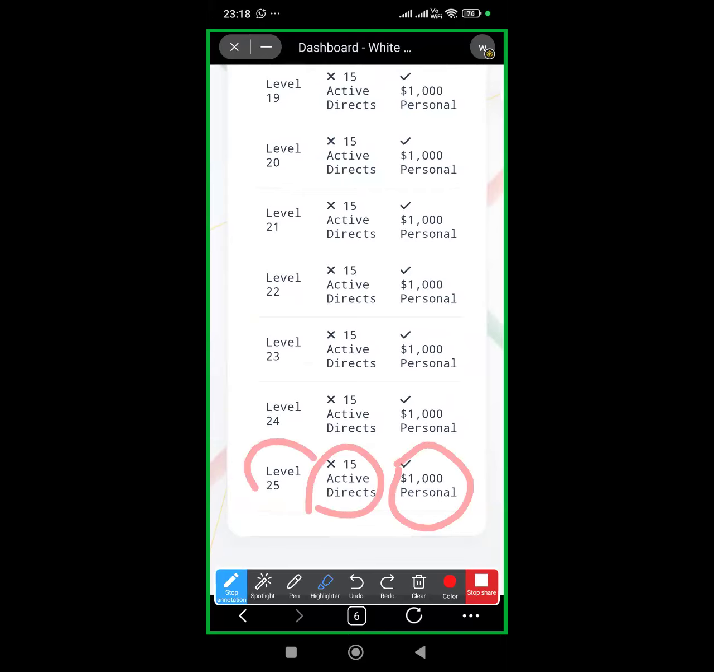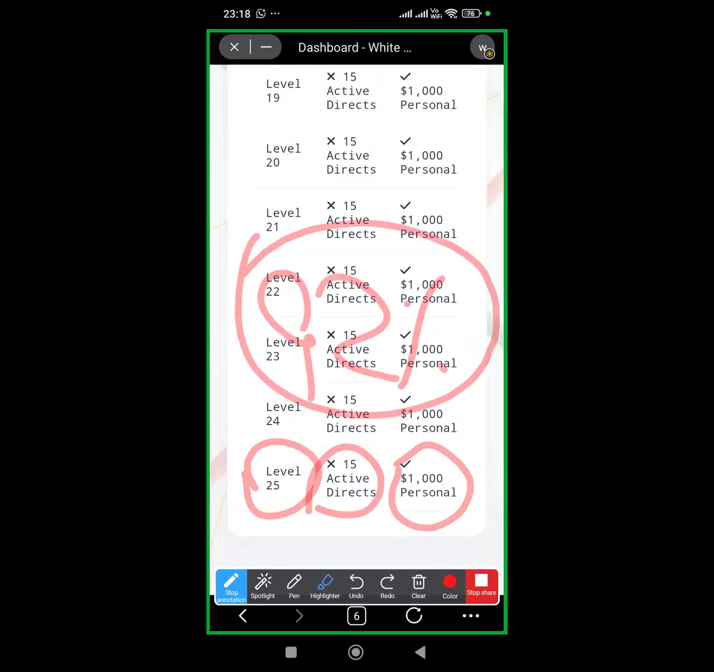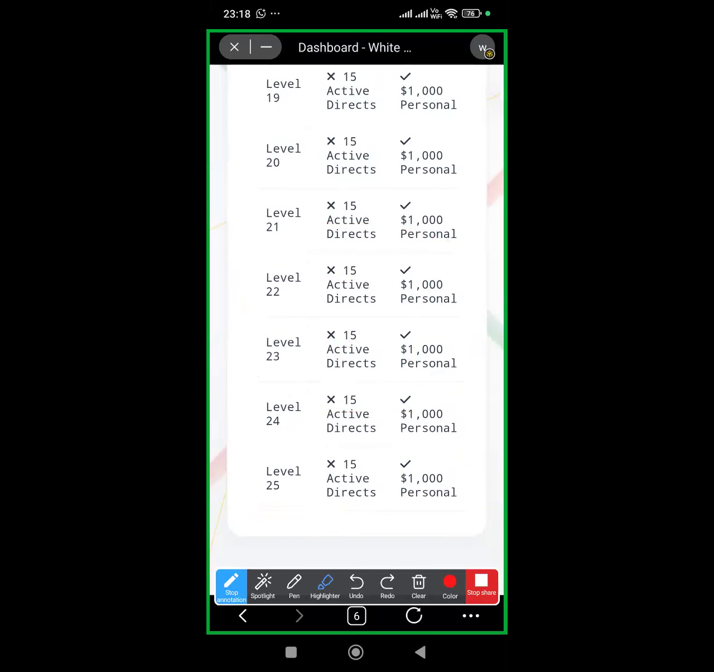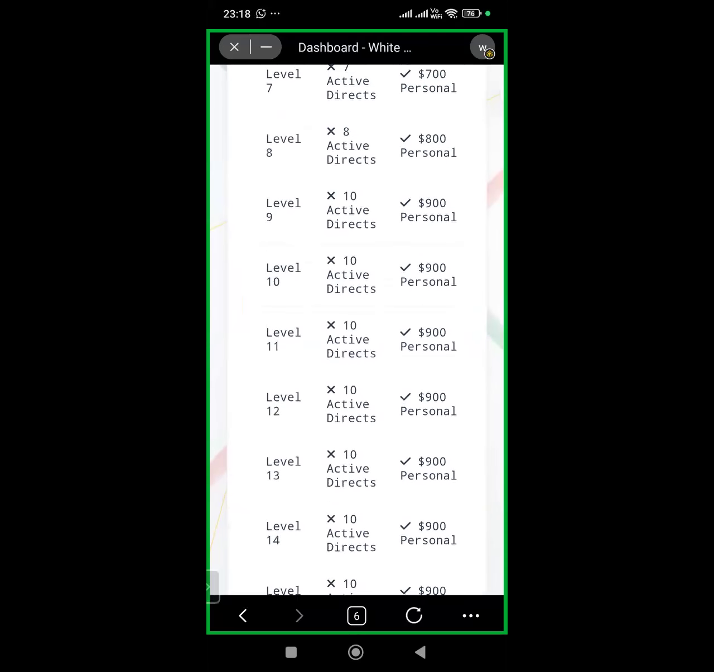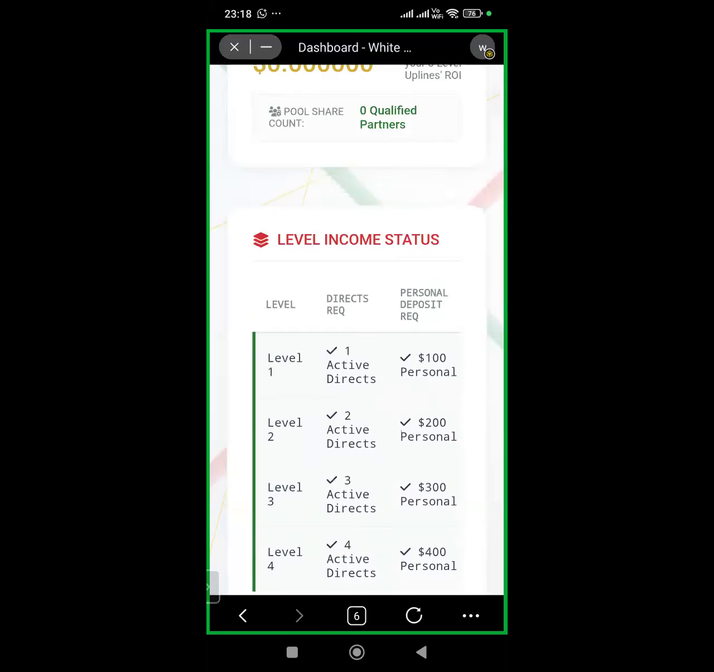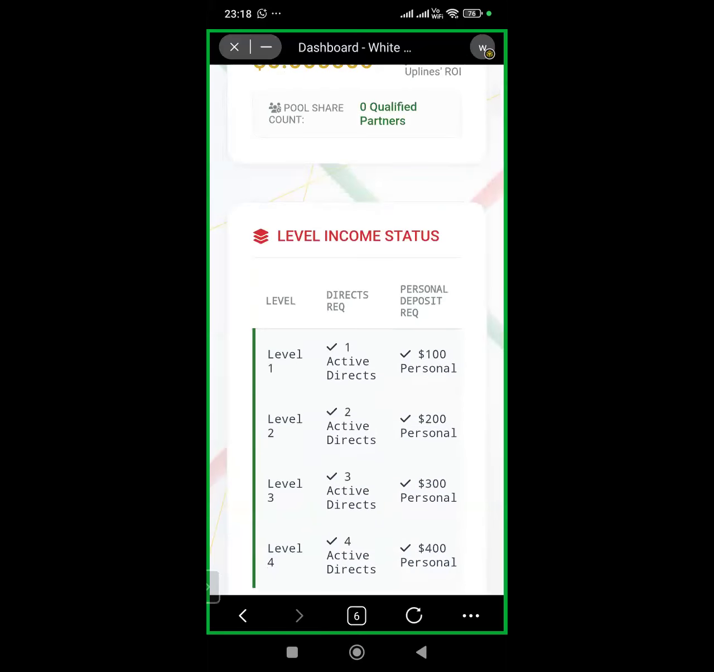So all the 25 levels will be open and the total distribution is 92%. 92% will be distributed among these levels and you will start getting continuous residual income on a daily basis from all the volume from your different levels. There is a different percentage on the different levels. So this is level income, which is known as residual income, that comes from 25 levels.